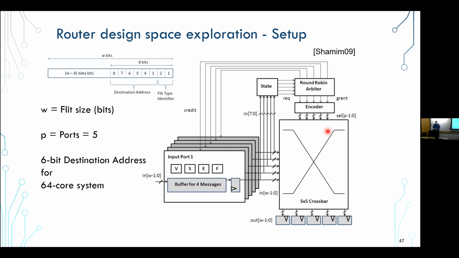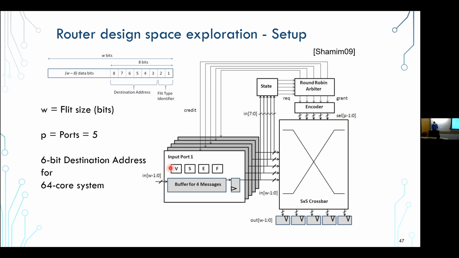So how do we put all of that together? We did a little study of how these parameters affect the router complexity, the cycle time, and things like that. Some decisions to make are: what is your flit size, how many ports you're going to have, and what is the size of your overall system, which determines the destination address. So if you look at your head flit, you have to have a destination address, a flit type and buffer identifier, and then these are the data bits that you can transmit.